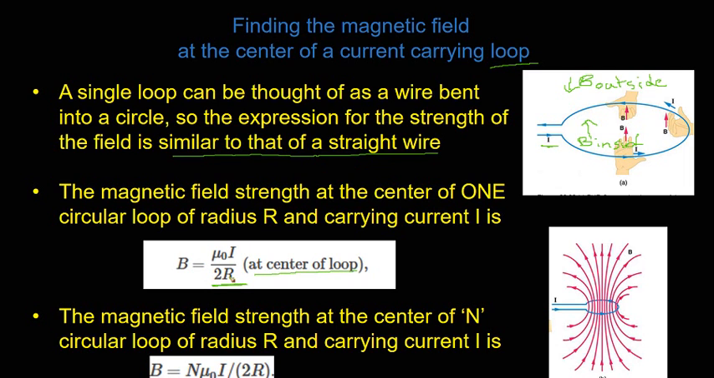The formula looks a little similar to that of a straight wire, but note that the pi is missing in the denominator. Now, what happens if there were to be another situation in which we have n circular loops carrying the same current I? So essentially we have n such loops. They have the same radius and carrying the current shown in this direction. And then what happens to the magnetic field at the center of such n loops?